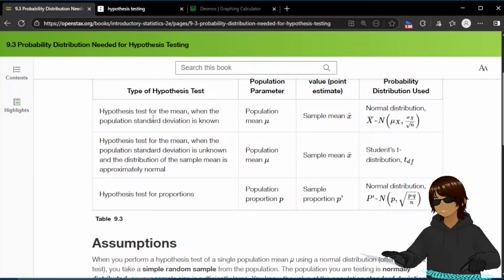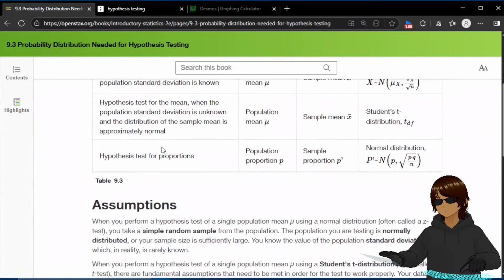Okay, so hypothesis test for the mean when the population standard deviation is known, we use this. Hypothesis test for the mean when the population standard deviation is unknown and the distribution of the sample mean is approximately normal, then we use student's t distribution. Hypothesis test for proportions, use the normal distribution.